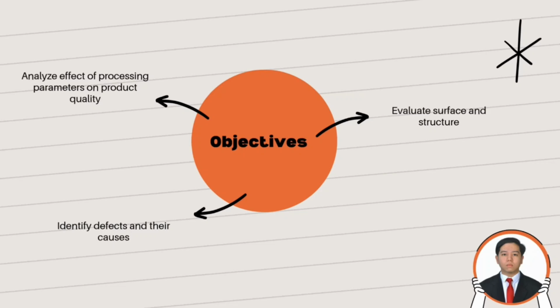The objective of this experiment is to study the effect of processing parameters on product quality. Specifically, the study analyzed how temperature, processing time, and mixing ratio influence the final outcome. Furthermore, the surface finish and structural uniformity are evaluated to identify defects such as warping, air bubbles, and incomplete curing. Finally, the study aims to establish the relationship between processing conditions and defect formation.